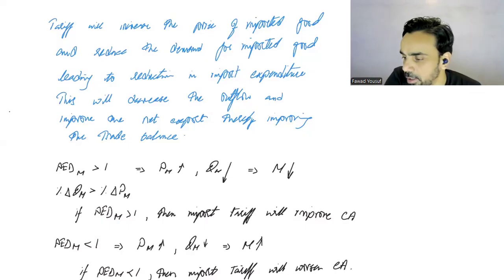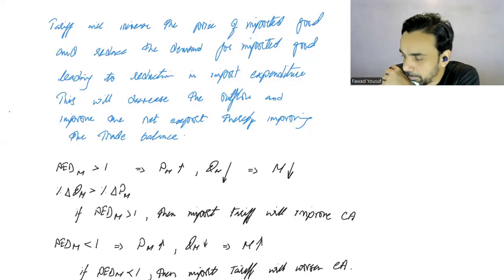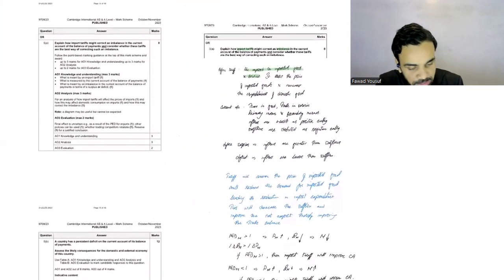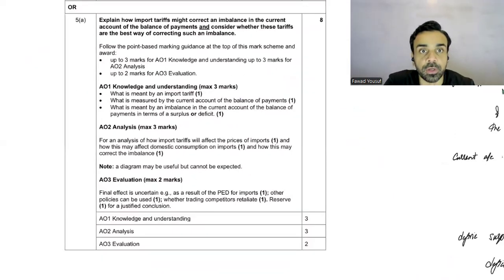Alternative policy, I think, because it says whether these tariffs are the best way of correcting an imbalance, so we've said how it will and how it will not. Marks तो पूरे हो जाने चाहिए. Let me just show you this for a second and then tell you what problems I'm facing in this. This is what they're saying for this particular question. Okay? They're asking us कि पहले जो है आप define करें import tariffs को. We did that.